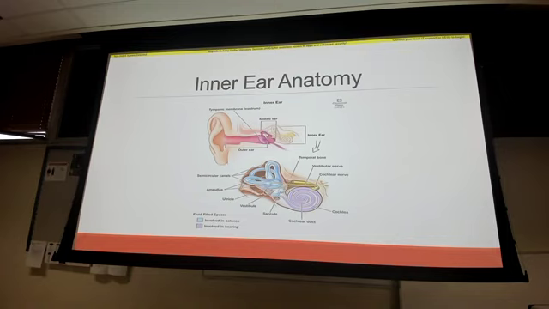Again, just review of the inner anatomy, so we can see the cochlea filled with that perilymph, and then we have the semicircular canal located above. You can see where that temporal bone is, and then that vestibular nerve, that vestibular cochlear nerve.